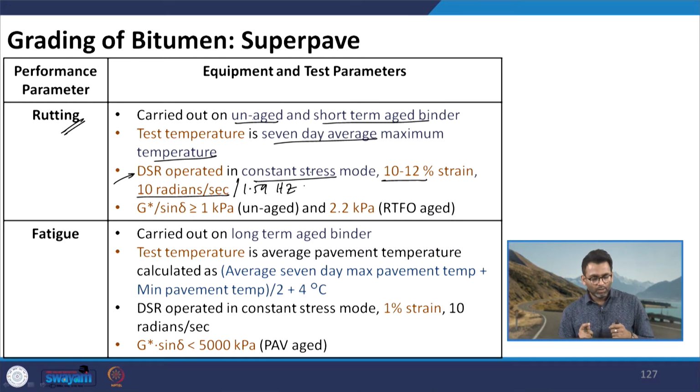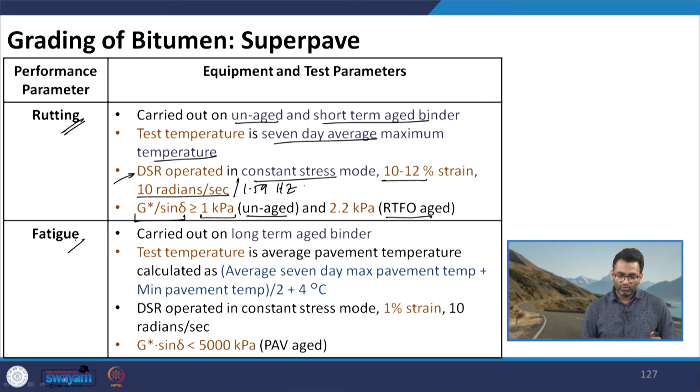All right. Then the criteria is the value of G star by sin delta. If you remember, we have discussed that G star by sin delta represents the rutting resistance of the viscoelastic material when it is tested in the DSR. This represents the amount of dissipated energy. So, this should be greater than 1 kPa if the bitumen is in unaged condition, and 2.2 kPa when the bitumen is in short term aged or RTFO aged condition. All right. So, this is the entire requirement for rutting characteristics.